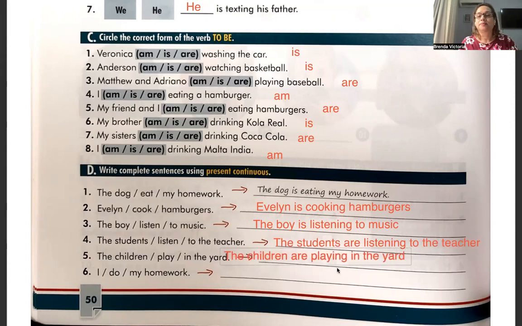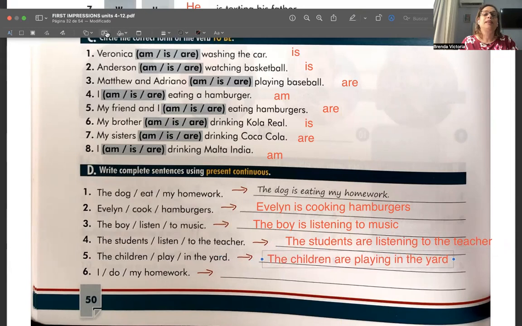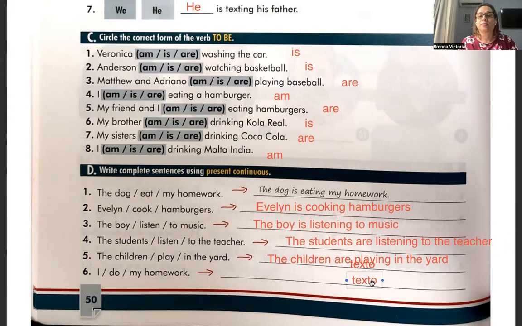Good job. Okay, now number 6. Let me get another one. Yes, here we go. Oh, well, already had it. Okay, I do my homework. In this case, the present continuous sentence would be I am doing my homework.